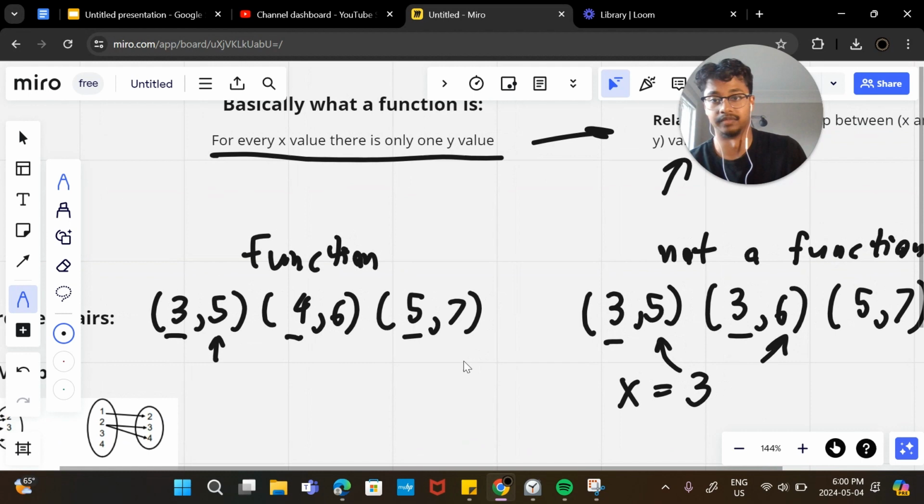And one thing, just to not get confused, is if you have sort of the vice versa of this definition going on in the ordered pairs. So for example, if you had something like this, so yeah, let's do that.